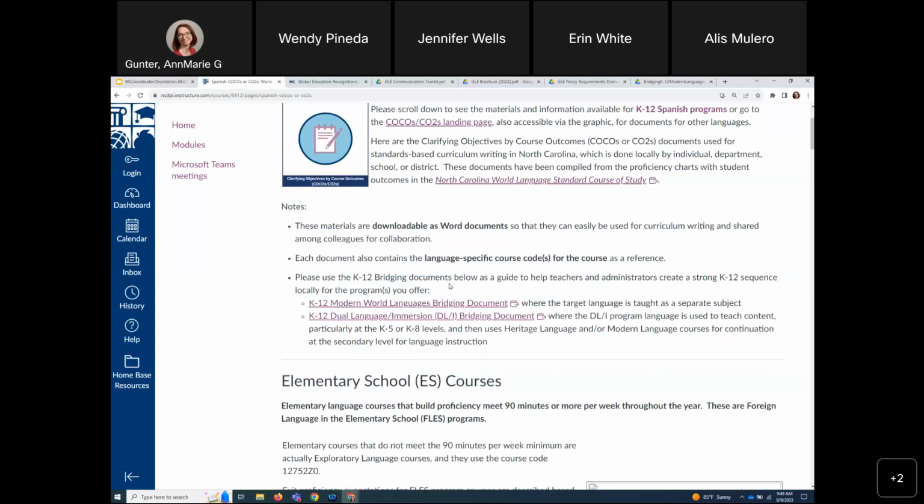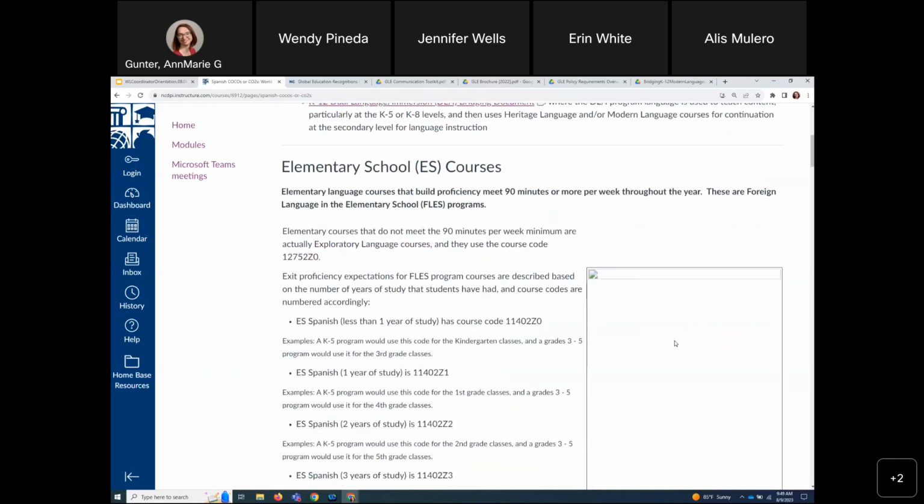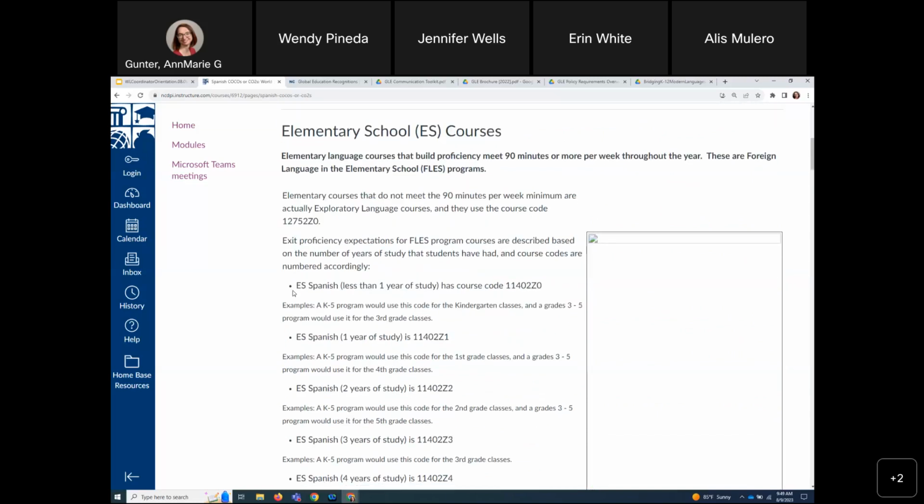And there's the Dual Language Immersion and Heritage Language Bridging document, because Spanish is taught in our DLI programs as well as in heritage language programs like 1 and 2. So all of our K-12 pages are arranged the same way. They are truly K-12, meaning they start with elementary courses. You have a description from the state standards about what those elementary language courses are, like how much time is required to do that, what each one is. And then you have the proficiency expectations and the course codes here to talk about what you should be using and entering into your system for students.